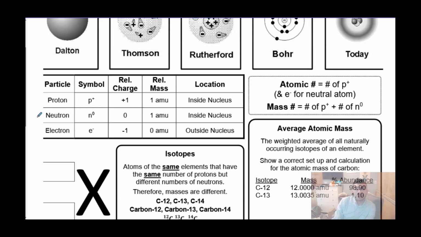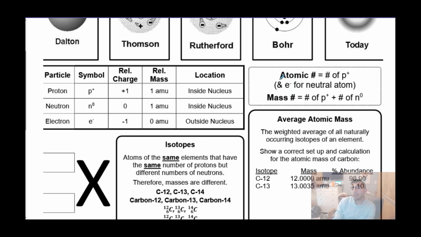This chart summarizes the three main subatomic particles that make up every single atom in the universe, so we should be familiar with their symbol, charge, mass, and their location. Remember that the number of protons is equivalent to an atom's or an element's atomic number, which are the large whole numbers in the periodic table. They're equivalent to the number of protons. That defines or identifies what the element is. Also, for atoms, which are neutral by definition, the electrons are equal to the protons.